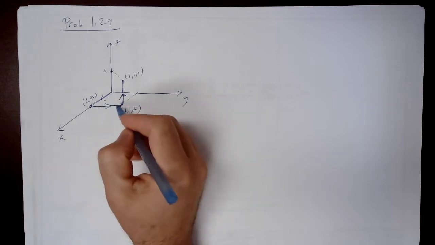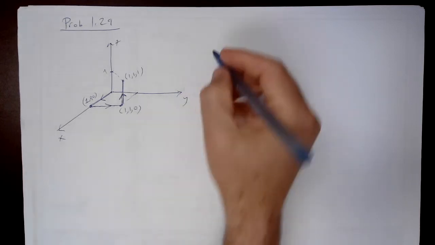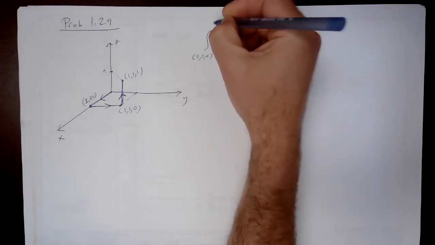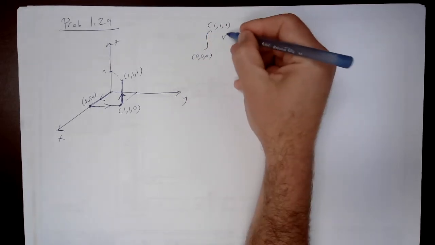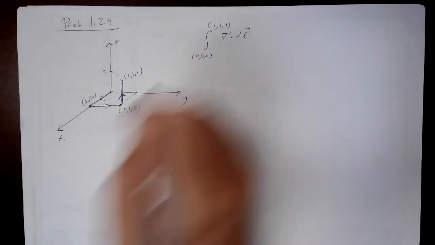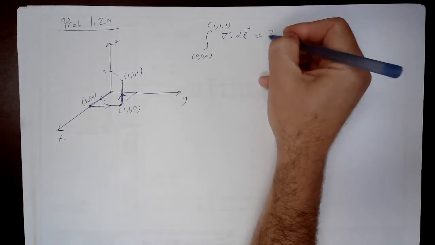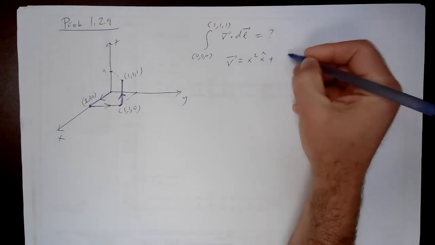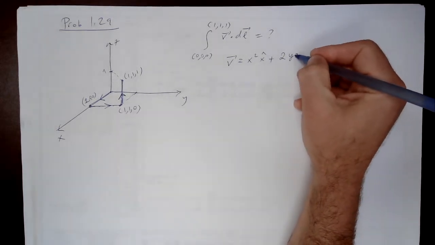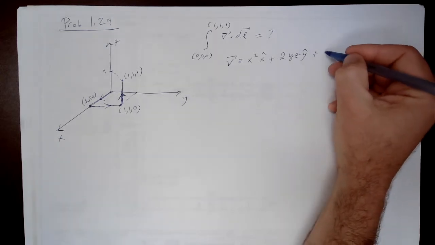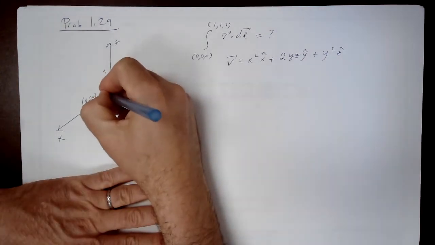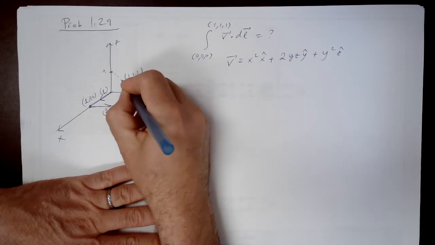All right, so we're going to take that integral. It's a path integral, so I have 3 different segments. For each of them, I need to evaluate, from (0, 0, 0) to (1, 1, 1), v dot dl. And v is x squared x hat, 2yz y hat, plus y squared z hat. Now, we call this number 1, this is number 2, this is number 3.